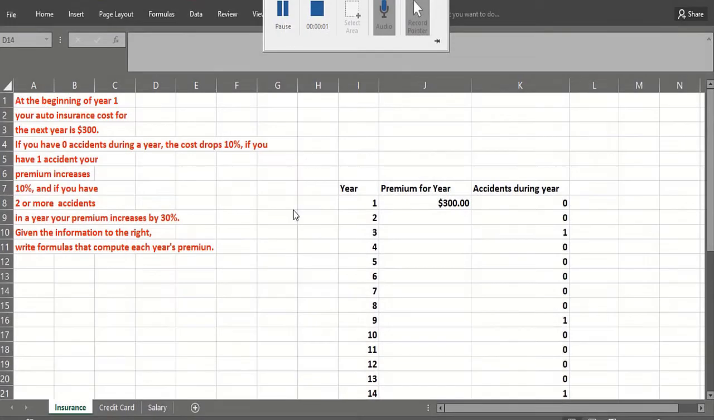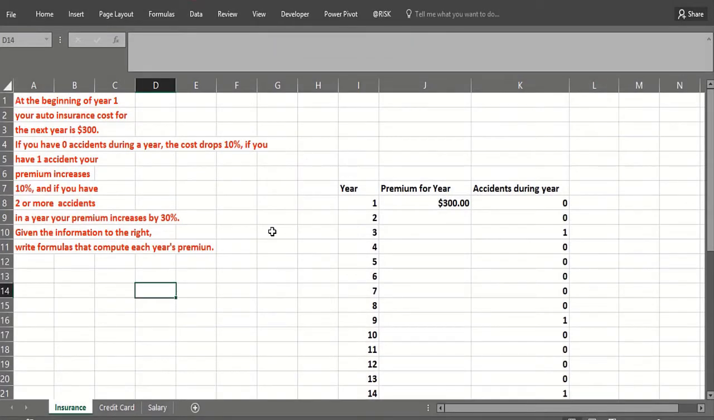Statements are so important. So let's give you 3 more examples of solving problems with if statements. Let's suppose you're computing your auto insurance premium. The first year it's $300 a year, and your premium goes up or down with the number of accidents you have. If you have no accidents, your cost drops 10%. One accident, your premium goes up 10%. If you have 2 or more accidents, hopefully not in a year, your premium goes up by 30%. So write formulas to compute each year's premium.